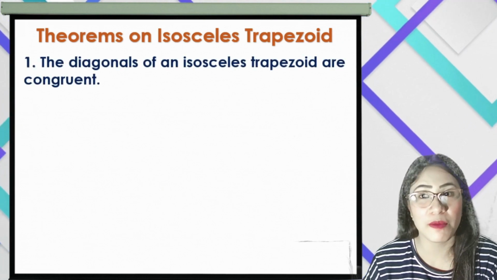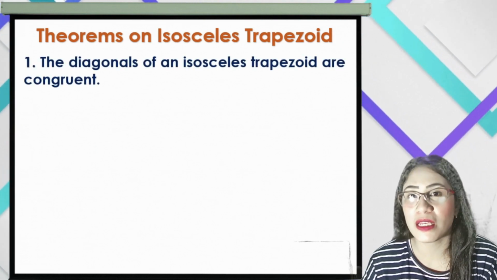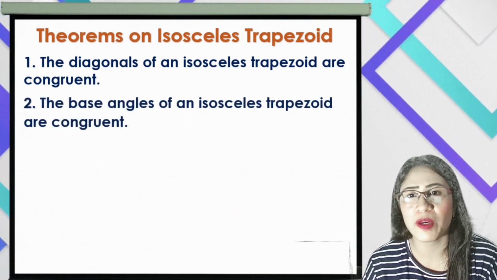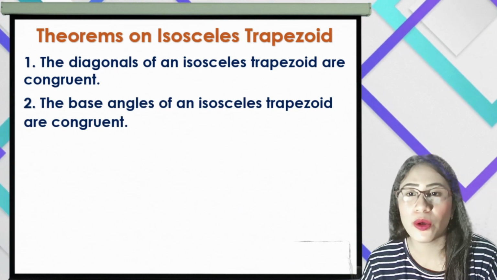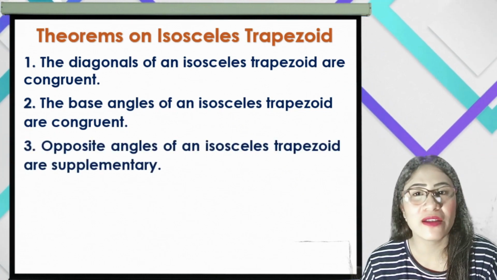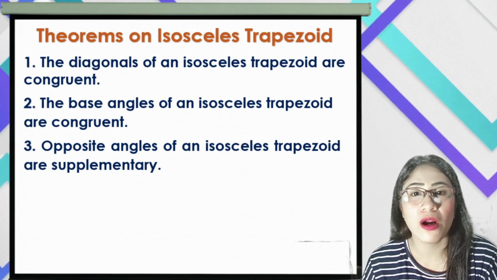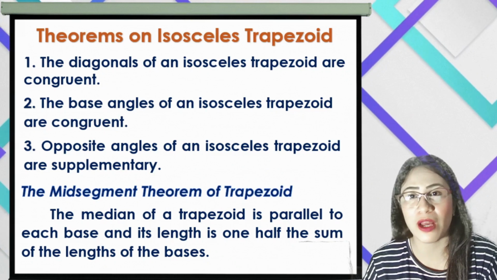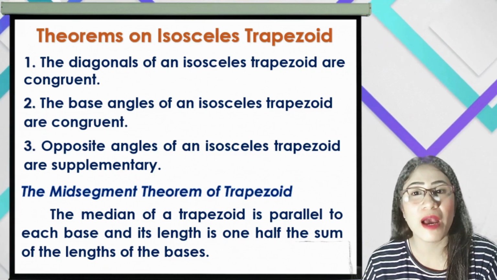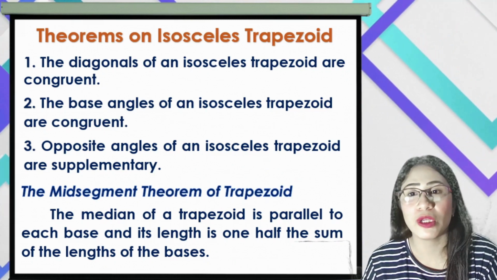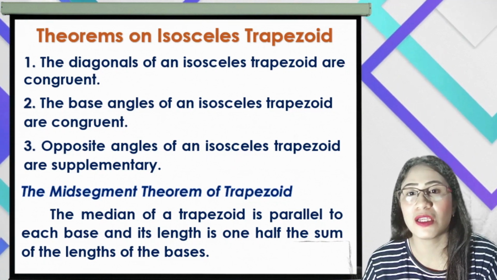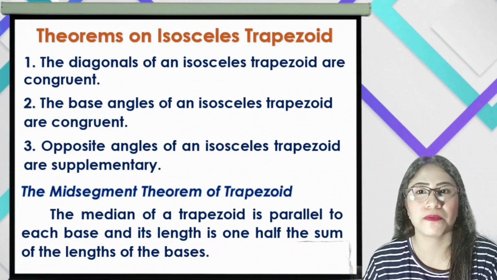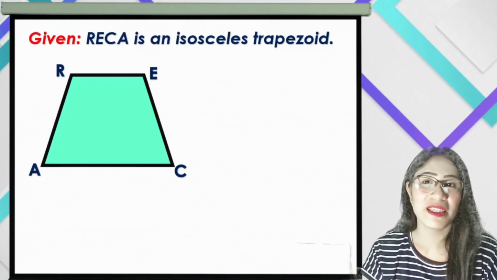Theorems on isosceles trapezoid. The diagonals of an isosceles trapezoid are congruent. Second one, the base angles of an isosceles trapezoid are congruent. Opposite angles of an isosceles trapezoid are supplementary. And we have the mid-segment theorem on a trapezoid. The median of a trapezoid is parallel to each base and its length is 1/2 the sum of the lengths of the bases. So let's have this given.